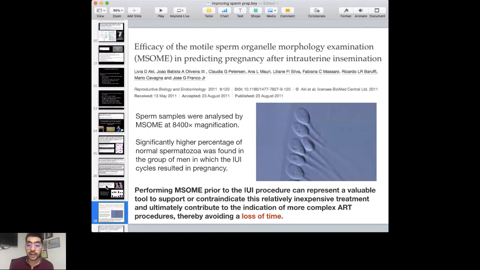That is why they recommend that you do a high-end morphological examination before doing an IUI, so that you don't waste time doing multiple IUIs and avoid loss of time for the patient as well as loss of funds. So it actually is more cost effective to do a higher diagnostic technique before subjecting the patient to IUI. Let's come to a few questions before I move on to the newer techniques.